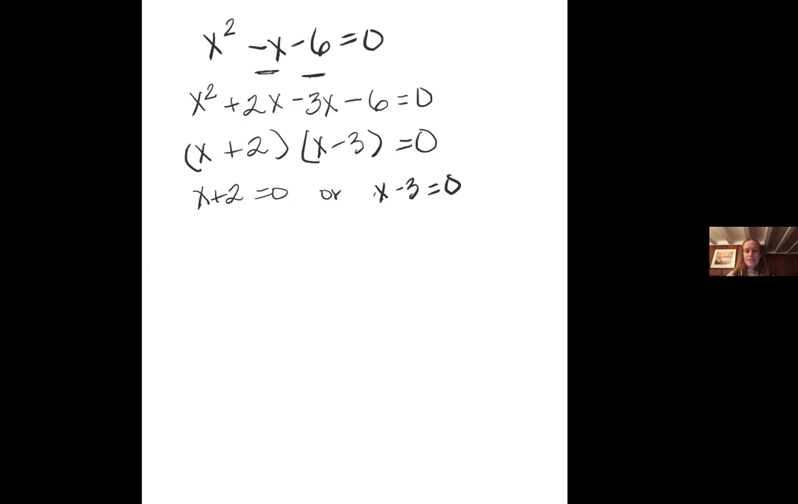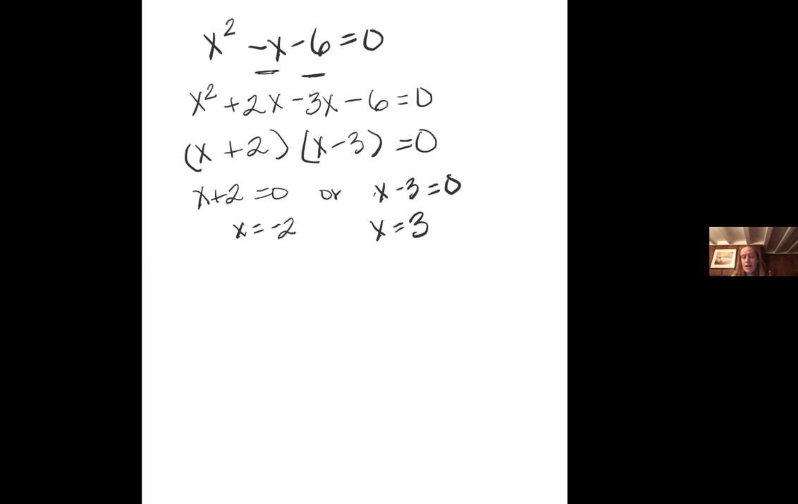Sorry about my handwriting. This is my first time trying to do this on an iPad, so it's a little bit messy. But all right, so here we see that x either equals -2 or x equals 3. So here we have solved for x.